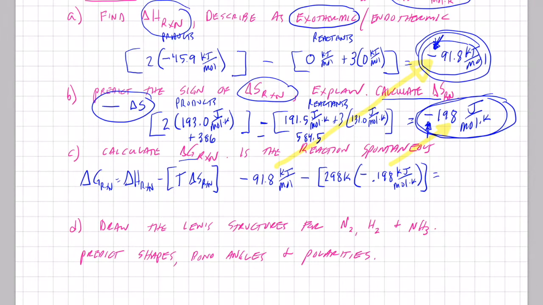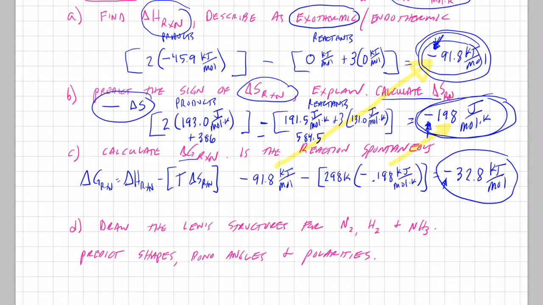So let's plug this in our calculators and see what we get. Negative 91.8 minus, we're going to use our parentheses key, remember, 298 times negative 0.198. Close off our parentheses, and I get negative 32.8 kilojoules per mole of reaction. So I found the delta G of our reaction. I need to know if it's spontaneous or not. So the sign is negative.